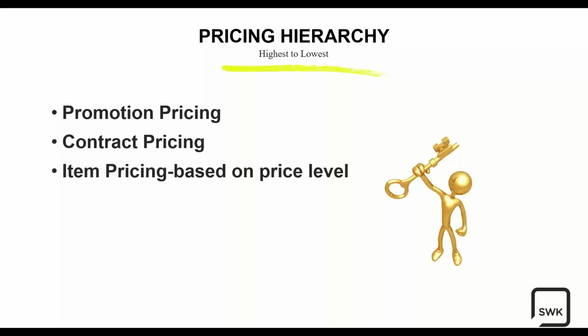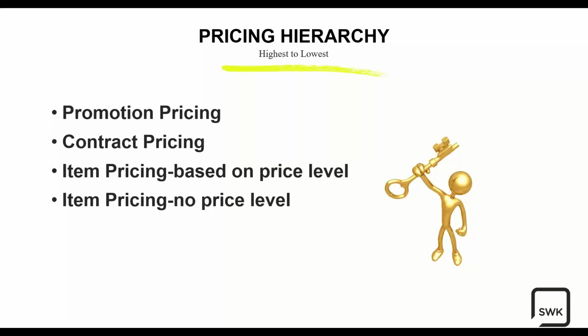The next priority would be item pricing for the item based on the customer price level. So in customer maintenance on the additional tab, we can set a price level for a customer, and then we can set item-specific pricing for that price level by selecting the More button and then pricing in item maintenance. Additionally, we can have specific pricing based on a price level set up in the same area, and this would be the next priority.